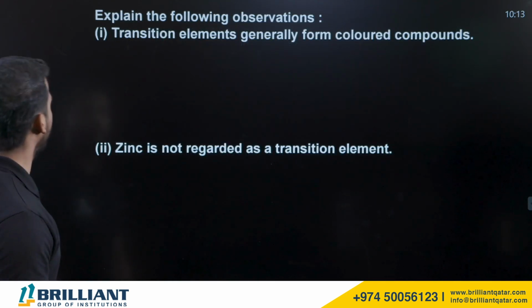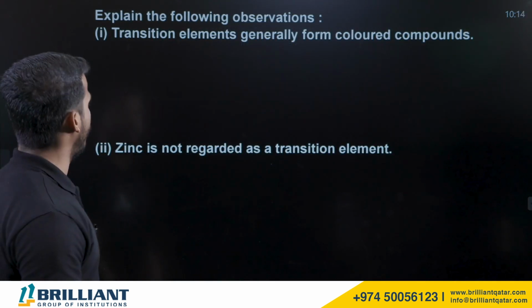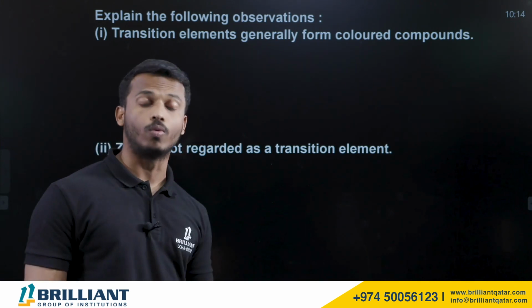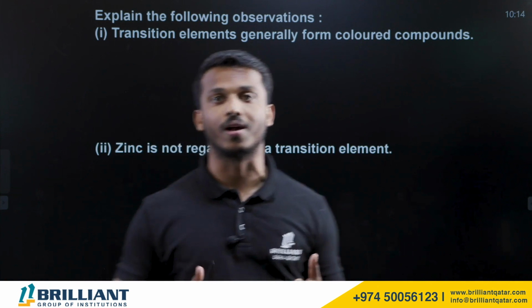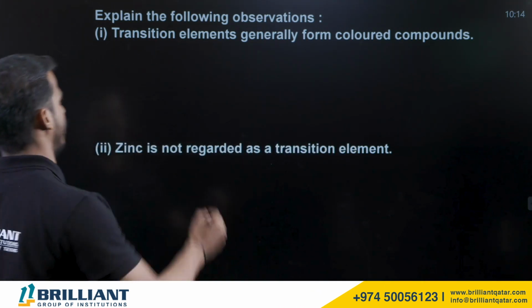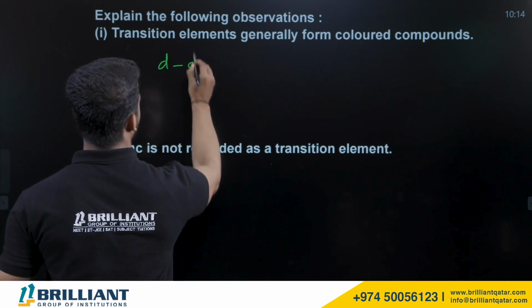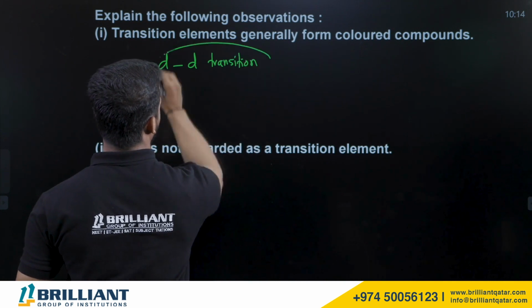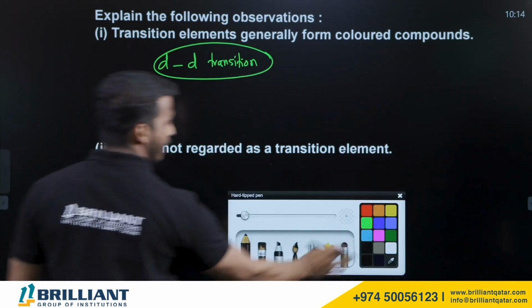Okay, next question. Explain the following observation: transition elements generally form colored compounds. So most transition elements have colored ions. You know the main reason is called what? d-d transition. Correct. What is meant by d-d transition?